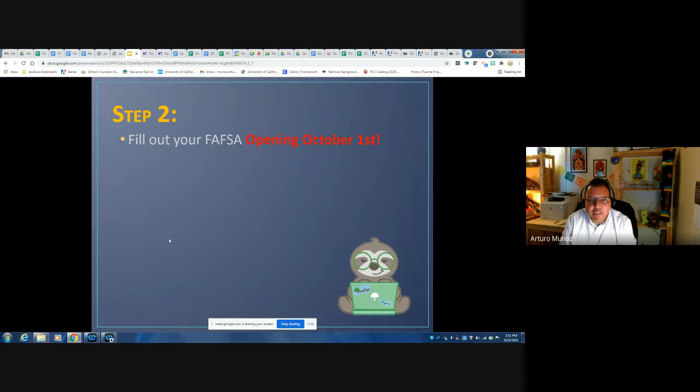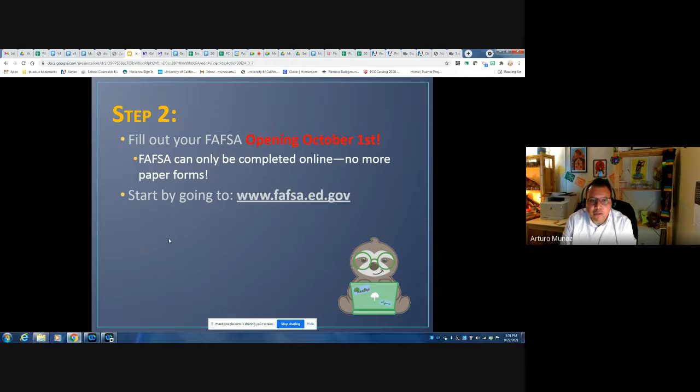So step 2 on the FAFSA, you will be filling out your FAFSA opening October 1st. FAFSA can only be completed online, no more paper forms. Start by going to fafsa.ed.gov and submit your FAFSA by March 2nd.